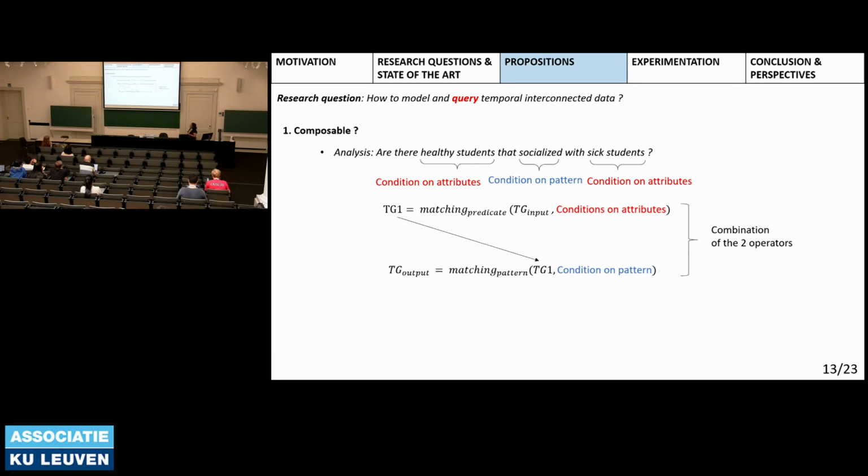So the first criterion was: are our operators composable? So for instance, if we make the following analysis on the previous dataset: are there healthy students that socialize with sick students? This analysis involves conditions on attributes of students, but also involves conditions on patterns of the relationships. So this analysis translates into the combination of the 2 operators. We include the condition on attributes in our predicate matching operator, and we include the result of our predicate matching in the pattern matching operator, plus the condition on pattern.